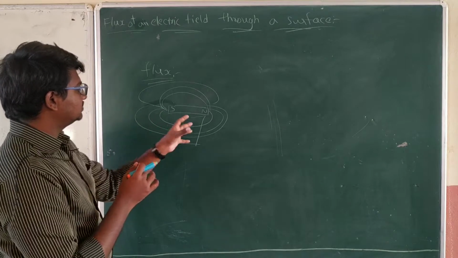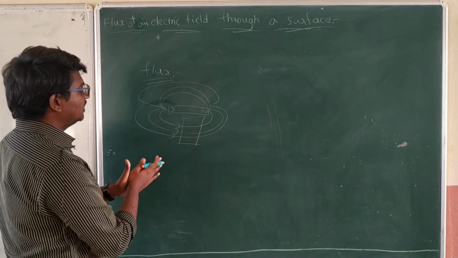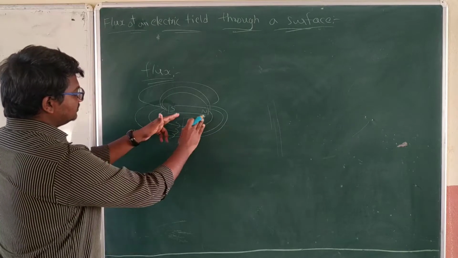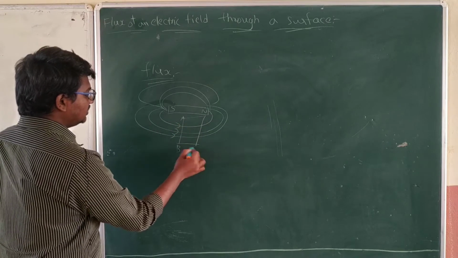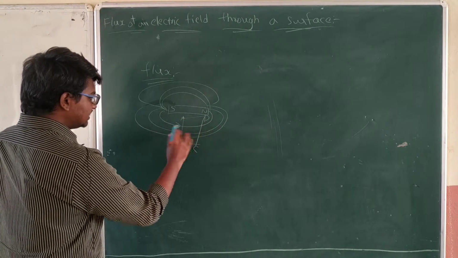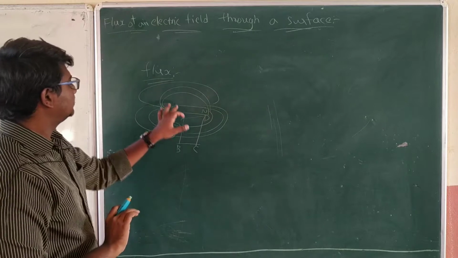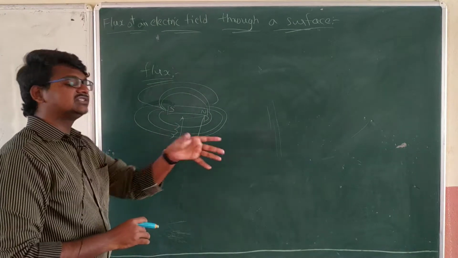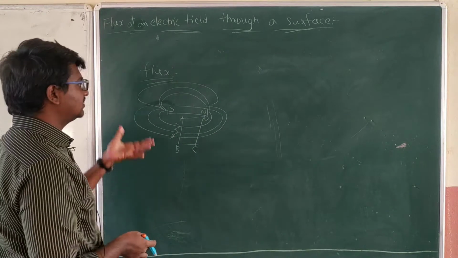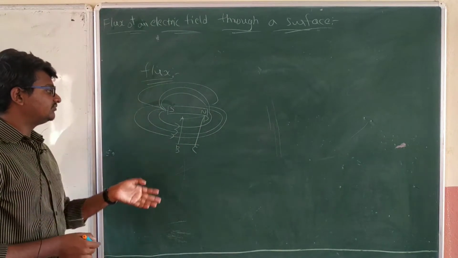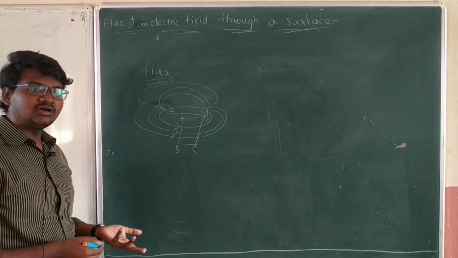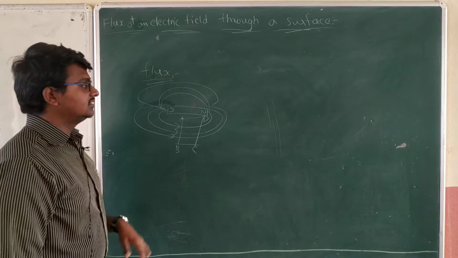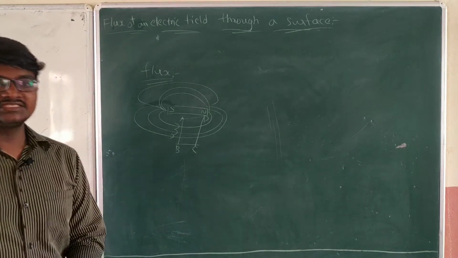These lines will be passing through any planar surface you consider. The number of lines which are going into this surface, which is A, B, C and D, all these lines are nothing but called magnetic flux. Flux means number of lines of force. Whether it may be a magnetic flux or an electric flux, in this chapter we will deal with electric flux. Even a magnet can exhibit flux.